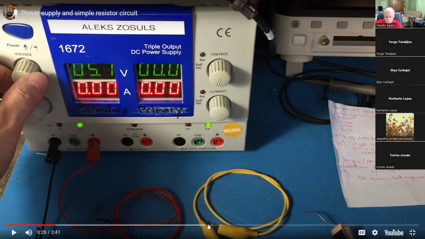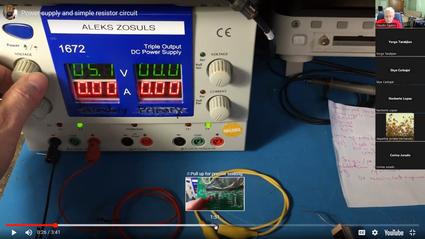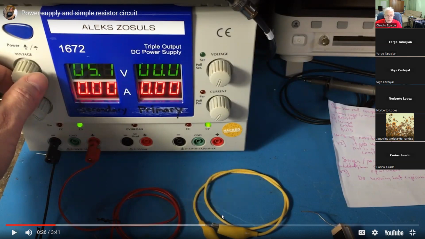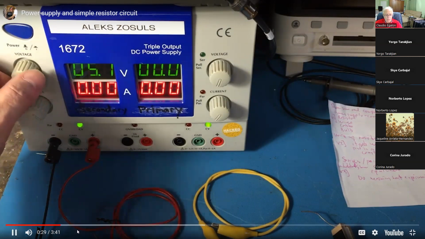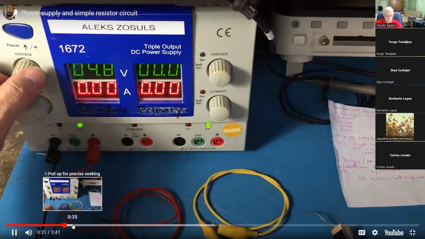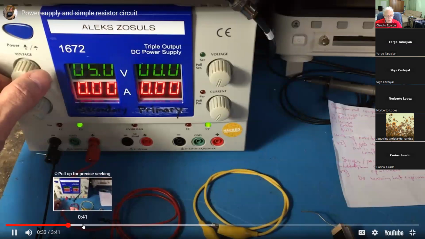Here, the alligator clip. You know, they have cables with alligator clips already fixed in there, but they also have free alligator clips that you just plug into the banana termination. Back down to 5 volts. And the current meter is at 0 right now because there's an open circuit.